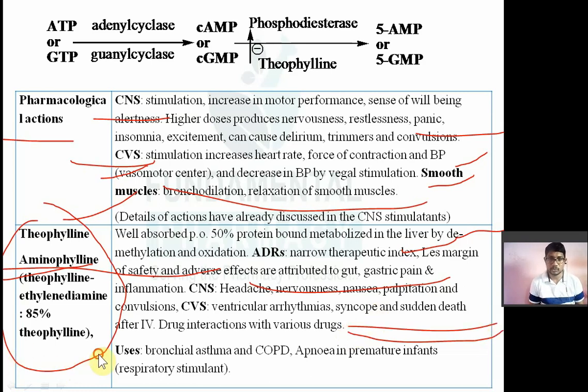What is the use of this theophylline? Bronchial asthma, chronic obstructive pulmonary disease, and it is a respiratory stimulant in case of apnea in premature infants because of its respiratory stimulation action.